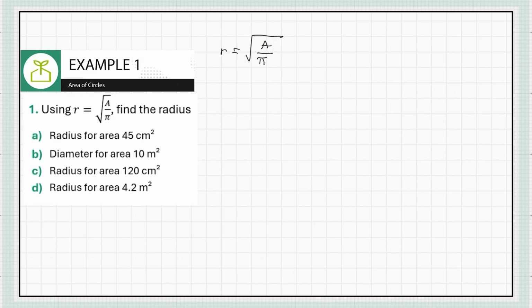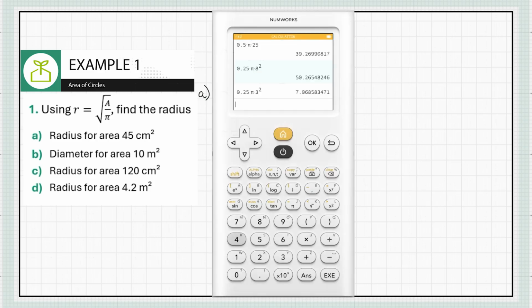The radius for an area of 45 centimeters squared. So our radius for A is going to be equal to the square root of 45 divided by pi. And we're just going to put that into our calculator. So 45 divided by pi, hit execute, and then we take our answer, which is the stored value that we just worked out, so our 14.32, and then instead of doing anything else, we're going to do the square root. So we'll do the square root of our answer, and then hit execute.